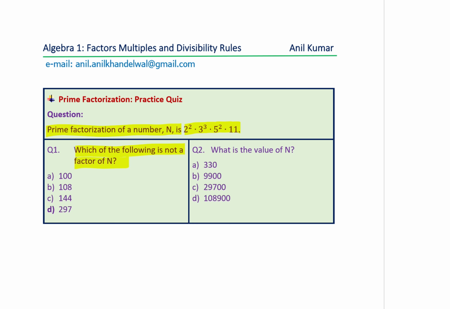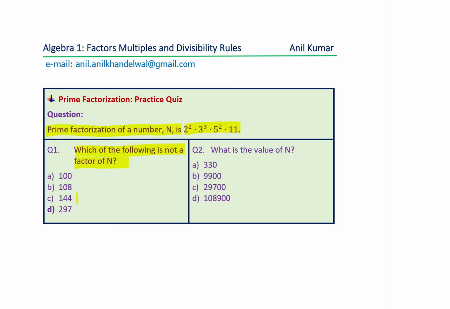We already have 2 square, 3 cube, 5 square, and 11. Okay, so you have to try it out. 2 square means 4, and that will divide 100, right? How about 108? 108 is 4 times 27, that will give you all the factors, and this is like 12. 144 is 12 times 12. Does it have 4 times 4? We don't have another 4, correct? So that may not be the case.